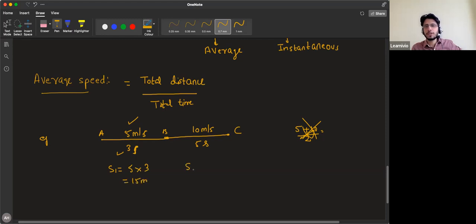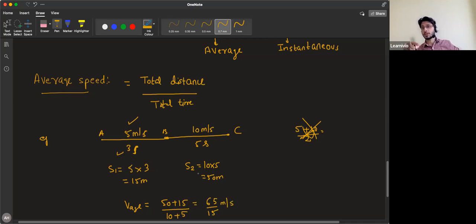Similarly, you can calculate distance here also. It's 10 into 5, it's 50 meters. Now you can calculate average speed. The ratio of total distance and total time. How much is total distance? It's 50 plus 15. What is total time? It's 10 plus 5. So this is 65 divided by 15. So that's the average speed.